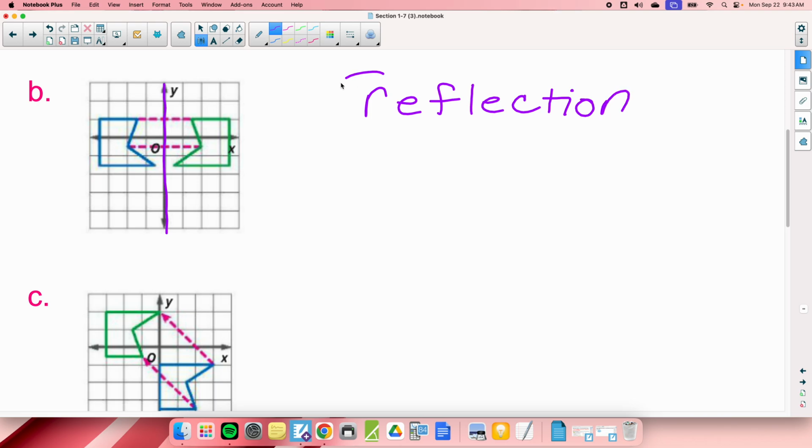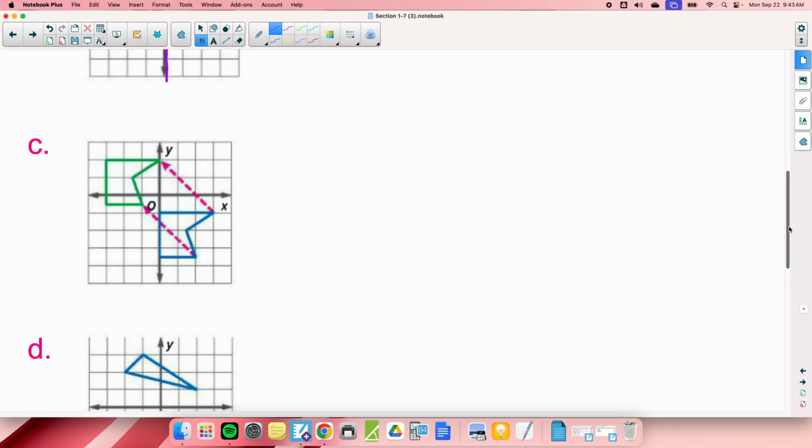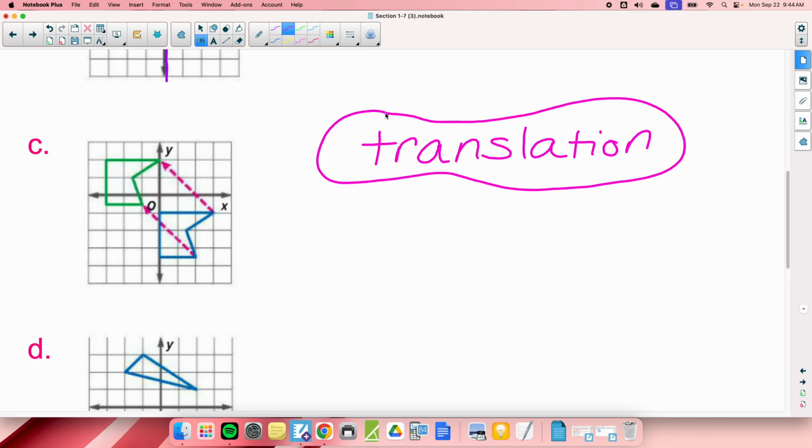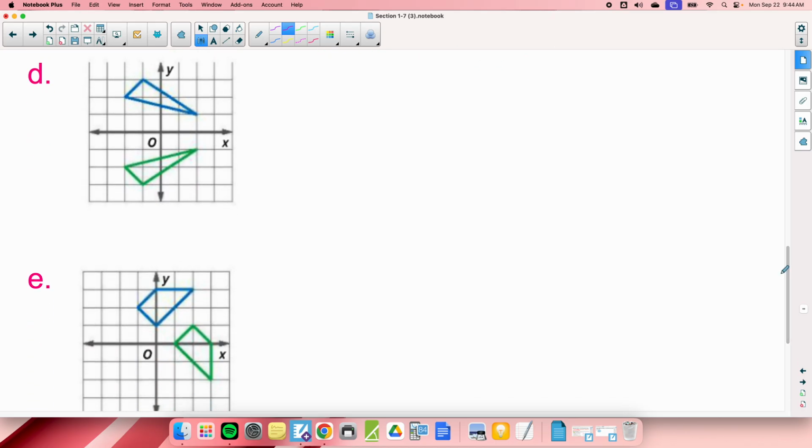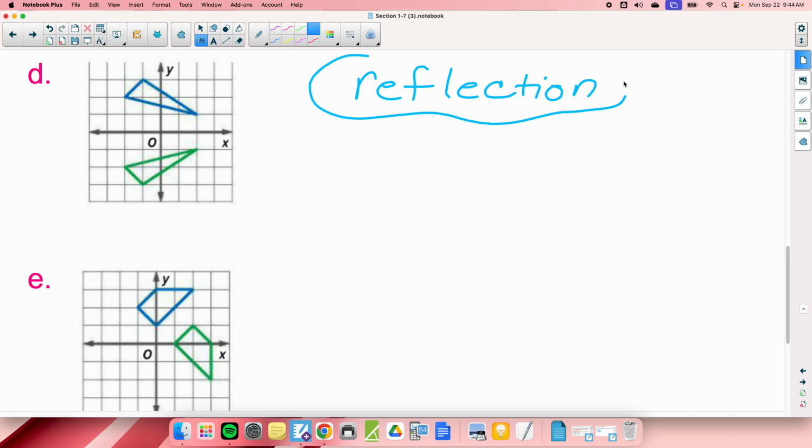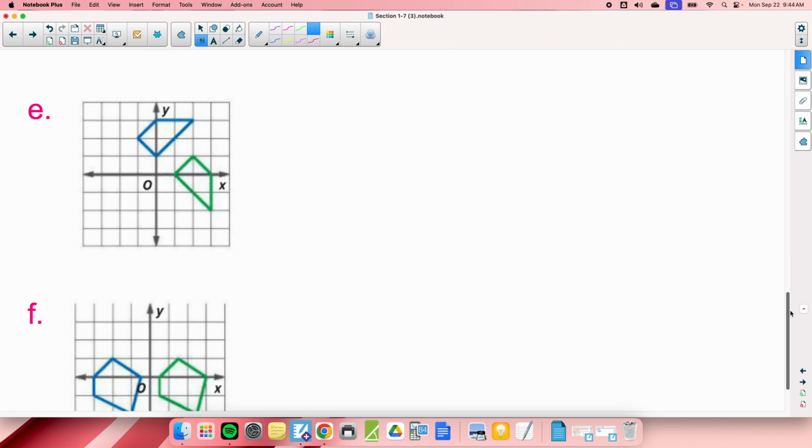Okay, how about the third one? Translation. All they did there is they slid it, but you can't use the word slide, you have to use the proper name, which is translation. Okay, how about D? Reflection. Can you tell what it was reflected over? X-axis, very good. Okay, then if we look at E, what do you guys think of that one? Rotation. A rotation, yep.